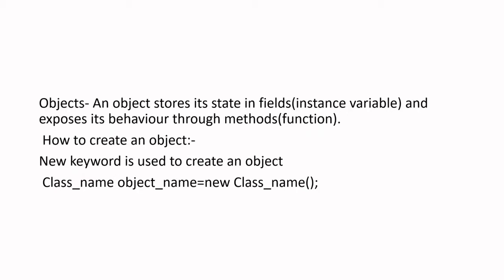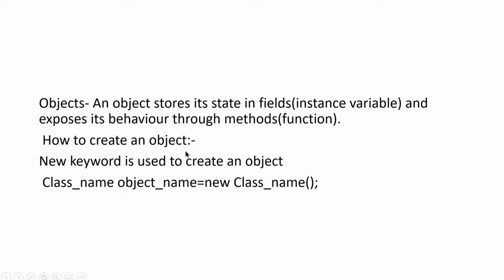Now let's see what is an object. An object stores its state in fields, the instance variables, the class variables which are created when we create a class, and exposes its behavior through methods. The methods are same as the functions in C.